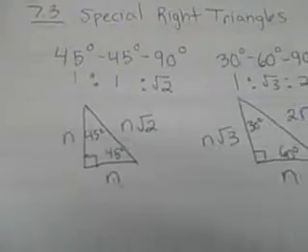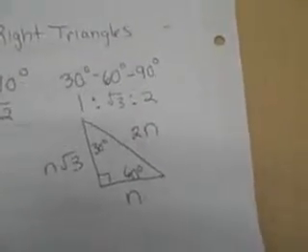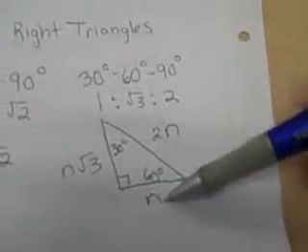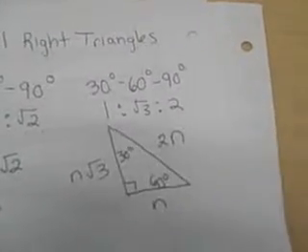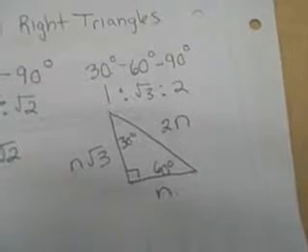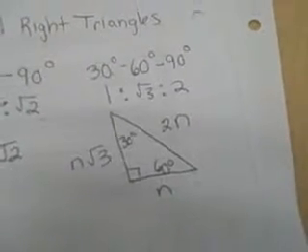For a 30-60-90 triangle, it's going to look like this. So across from 30 degrees, we always have n. Across from 60 degrees, we always have n times the square root of 3. And across from 90 degrees, we have 2n.